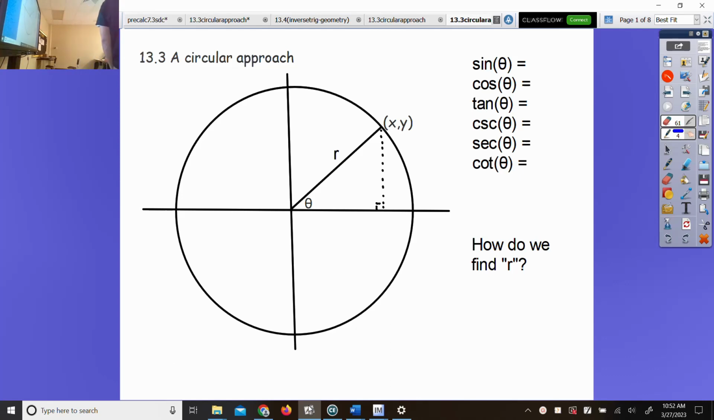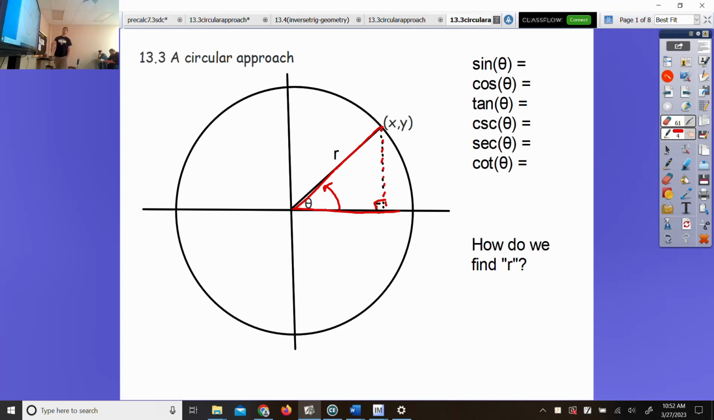Anyway, it's 13.3, the circular approach. You've got a circle drawn in front of you. Inside that circle, a triangle is drawn. The angle starts here, rotates to the terminal side, that was Friday's lesson, and it intersects the circle at some point (x, y). The triangle I drew in is not actually there, hence why it is dashed. It's not part of the diagram, but you can use it to come up with trig ratios on circles.